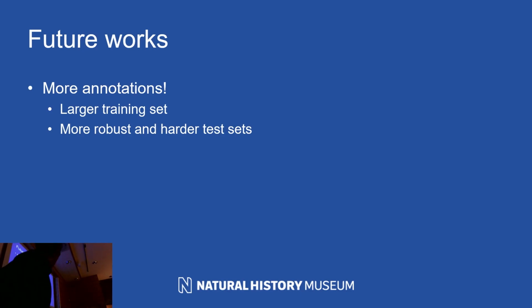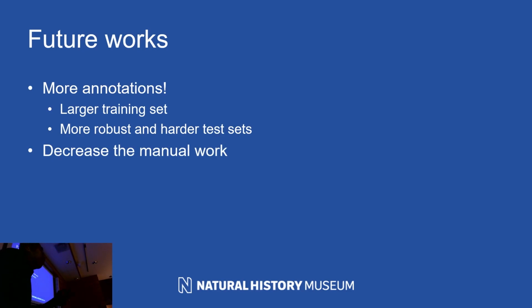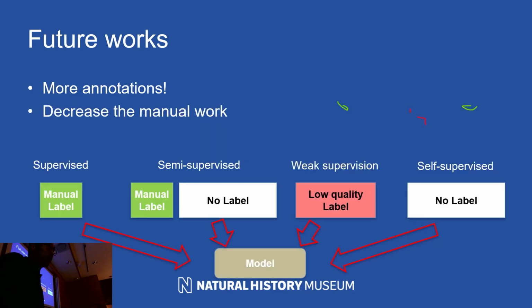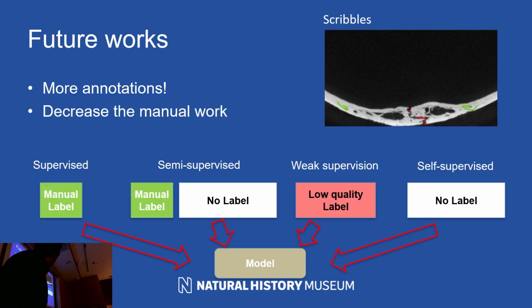So obviously we need more annotation, but it's really hard to find volunteers. I don't know why, but hopefully we can get some. But at the same time, we want to decrease the manual work, right? Otherwise there's no reason Anjali hired me. So with some thinking about how to increase annotation but decrease the manual work, I'm thinking maybe we can potentially use some other ways of training.